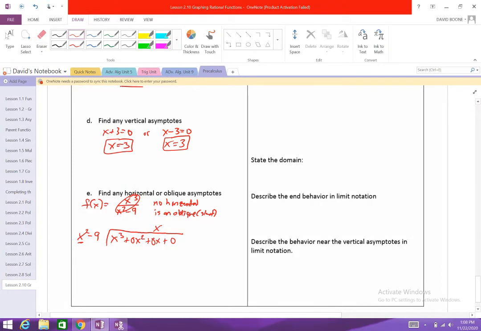So multiplying by x, I get x to the third. X times minus 9 is minus 9x, so we'll line that up there. And then remember to change the signs. That goes away. Here I get 9x plus 0. Well, I can't divide this into here, so I will just ignore that remainder. And then there's my slant asymptote: y equals x. That is my slant asymptote, or again, oblique asymptote.